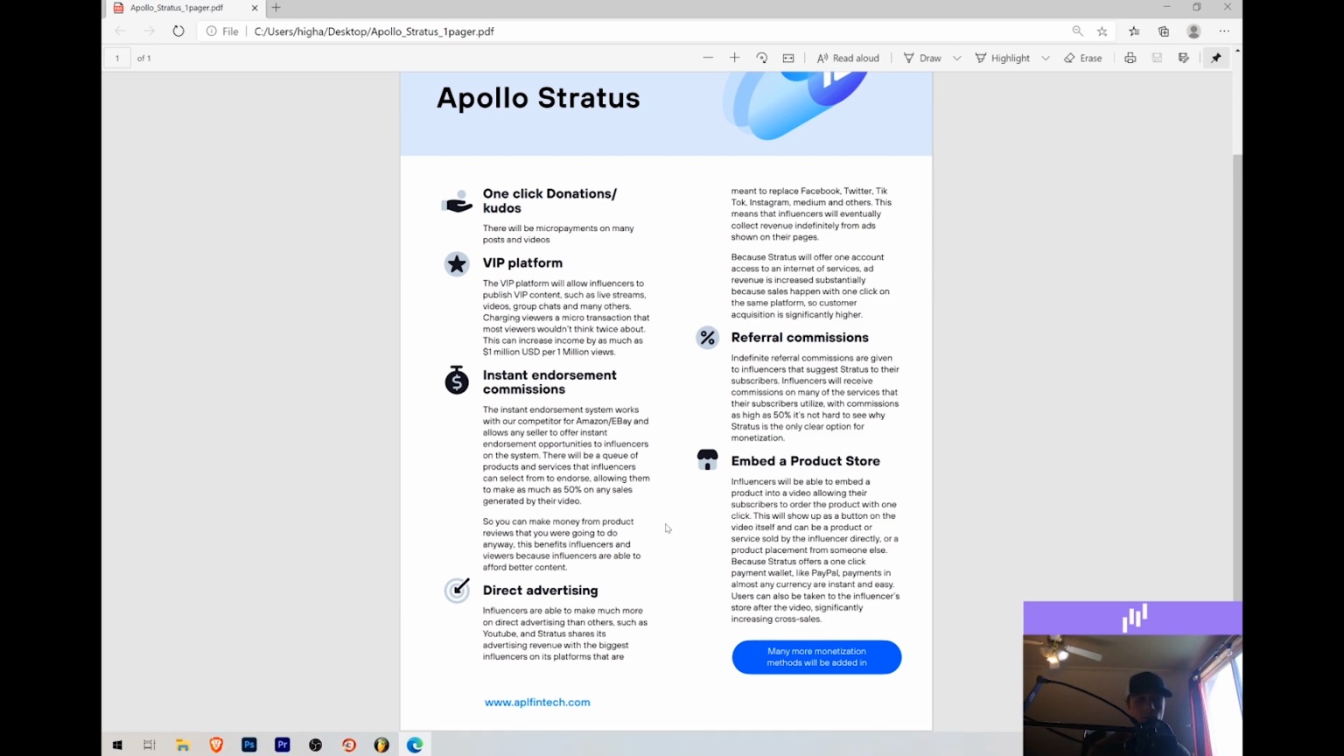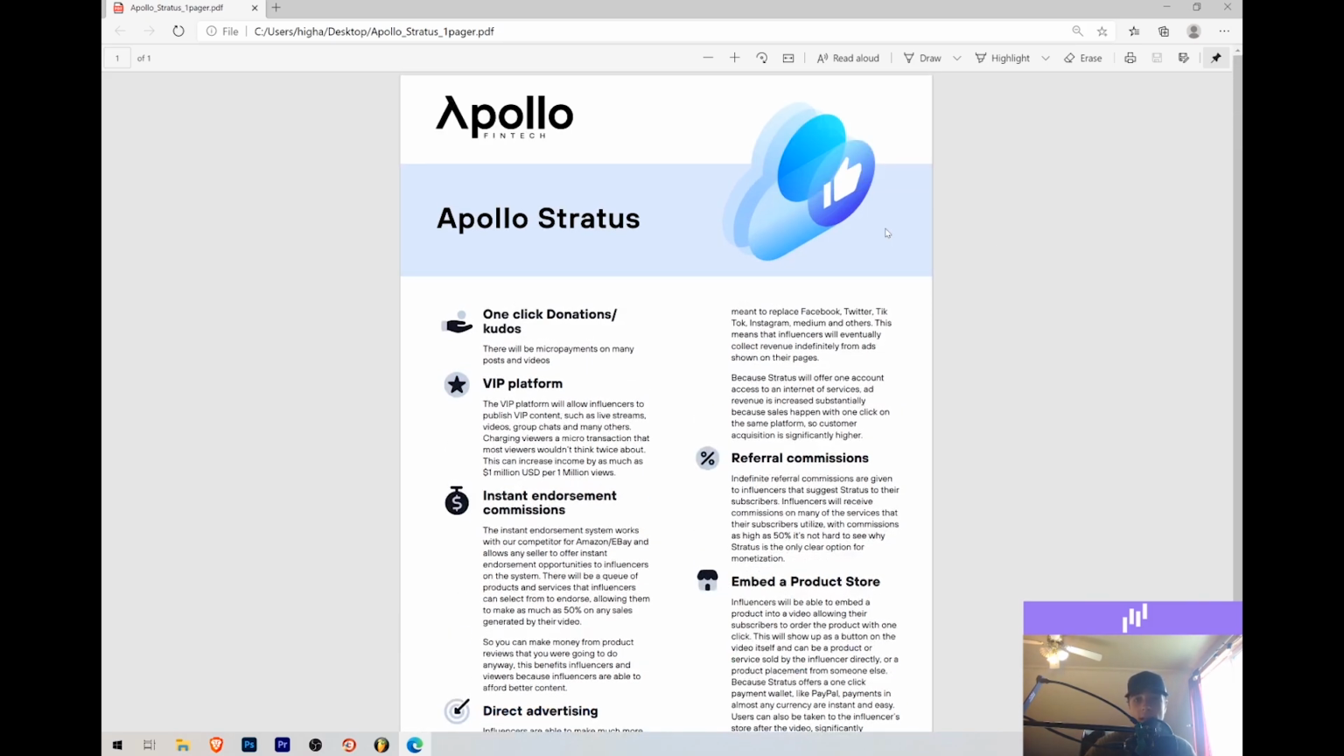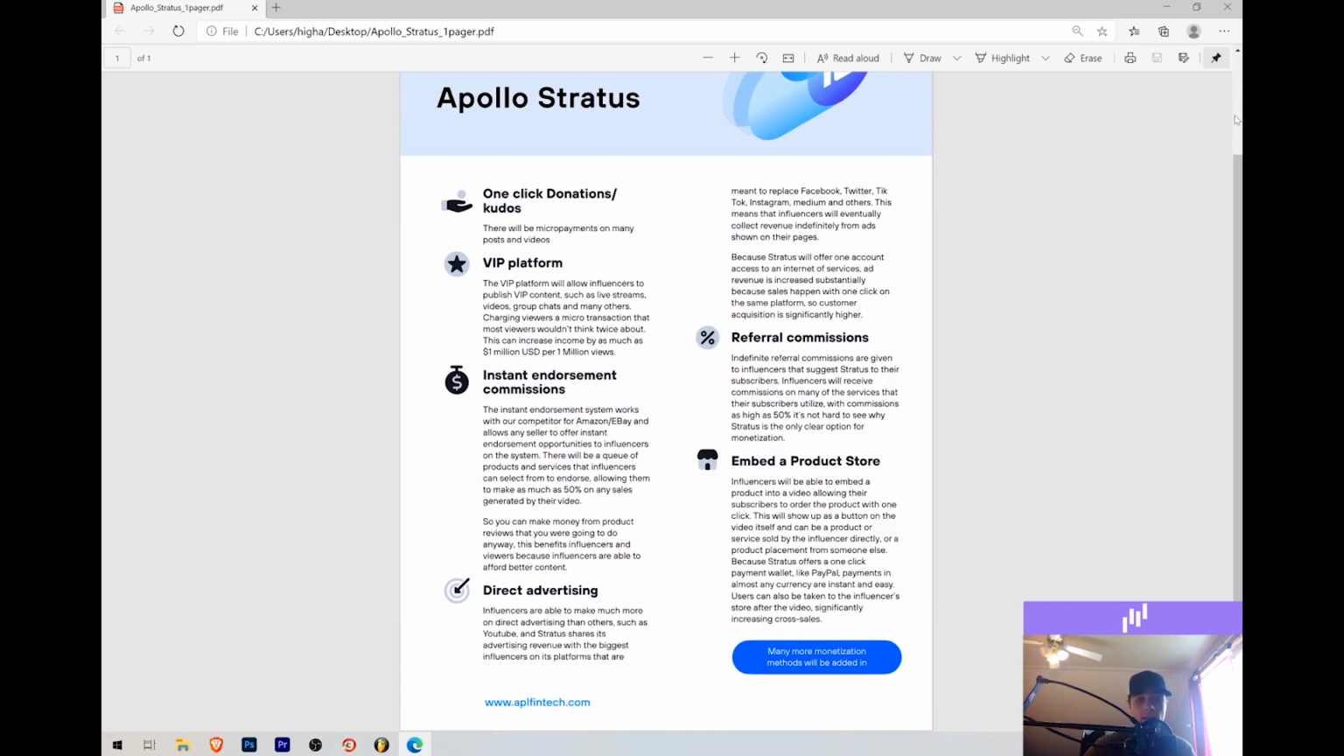And the reason that we want influencers to be benefited in a bigger way is because when they are benefited in a bigger way, they can produce better content for you guys. And me being an influencer myself, I've experienced this. As I make more money, I can produce better content for you guys. And that's really, really awesome to see Apollo Stratus thinking of different ways for us to do that.